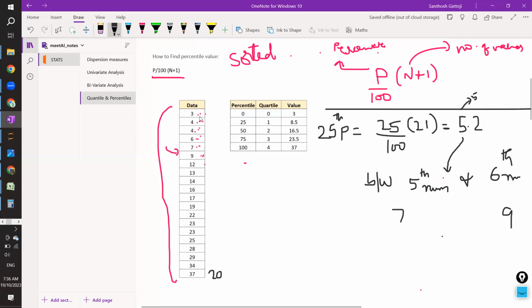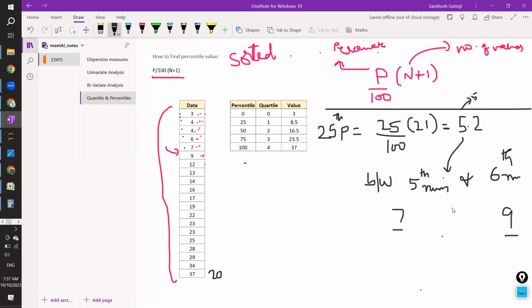Okay, first number, second number, third number, fourth number, fifth number. So the fifth number is 7 and the sixth number is 9.